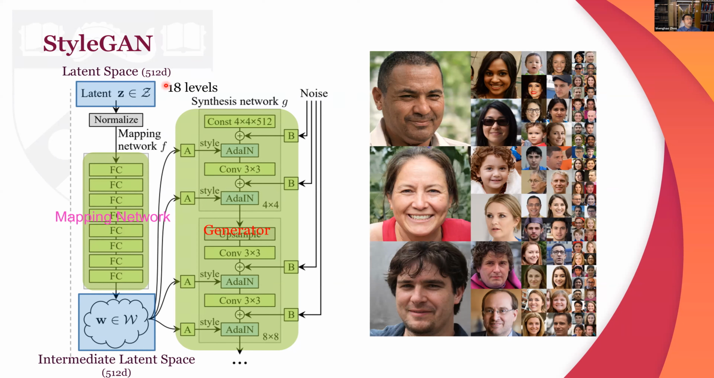As we can see on the left, the architecture of StyleGAN still looks like a GAN. It still has a latent space, but it uses an additional mapping network to map the original latent space Z to an intermediate latent space W. And then W is fed into the generator. It repeats W 18 times, one for each scale level of the generator, which generates images from low resolution to high resolution. So it has 18 scale levels, and W is repeated 18 times to generate the final images.